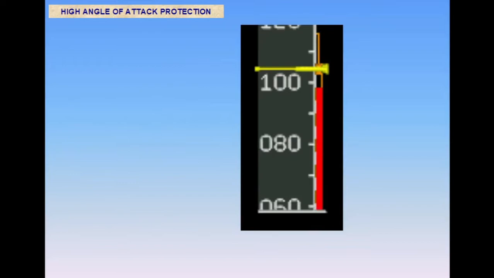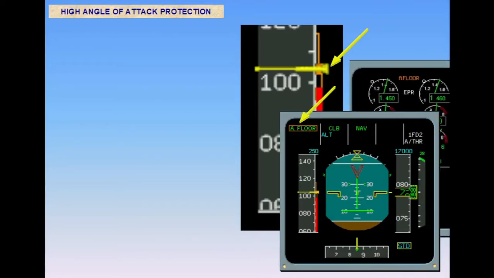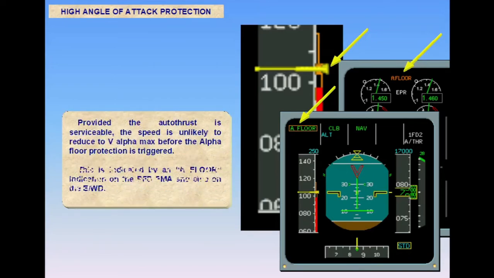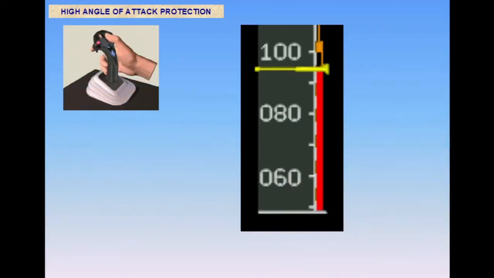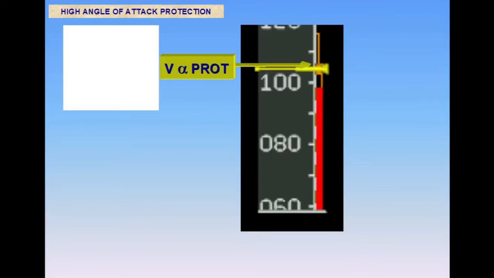Provided the autothrust is serviceable, the speed is unlikely to reduce to V alpha max before the alpha floor protection is triggered. This is indicated by an A FLOOR indication on the PFD FMA and also on the EWD engine warning display. If the pilot releases the side stick at V alpha max, the speed will return to and maintain V alpha protection.